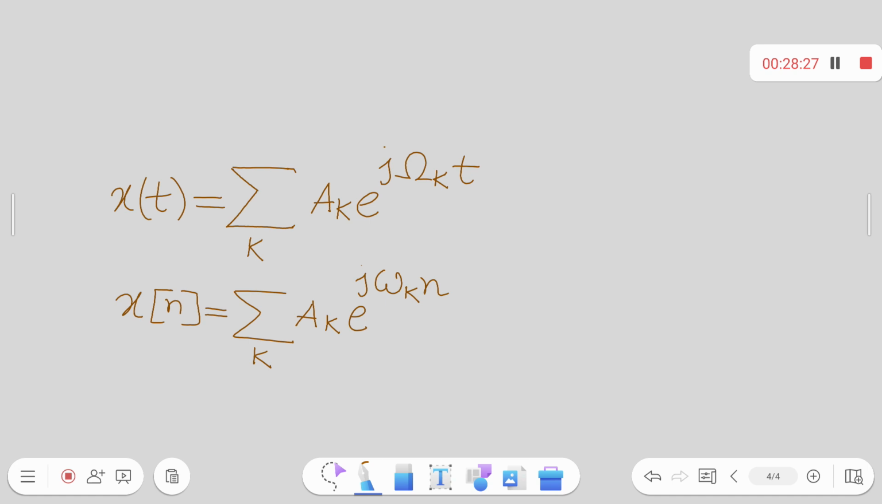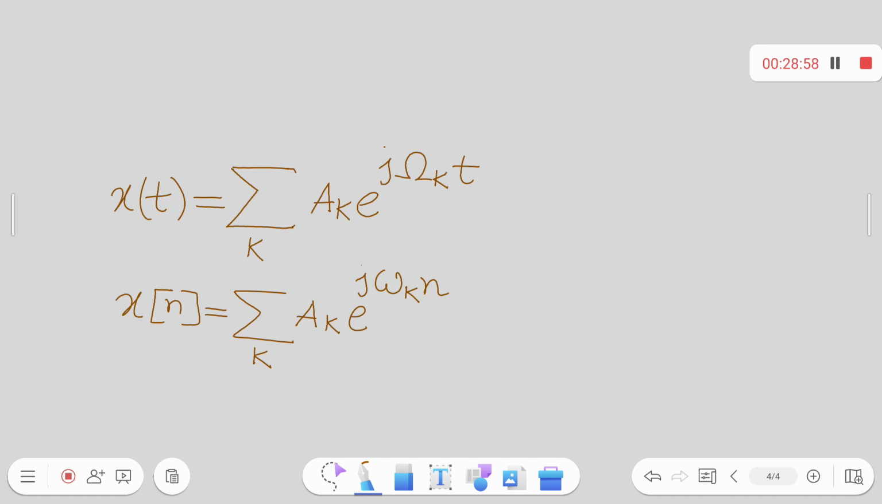So x of t is represented as summation over k a_k e to the power j omega_k t, and x of n is represented as summation over k a_k e to the power j omega_k n. I really don't know whether it is possible to represent it in this particular form or not, but let's have a try. I don't know whether you'll actually get x of t.